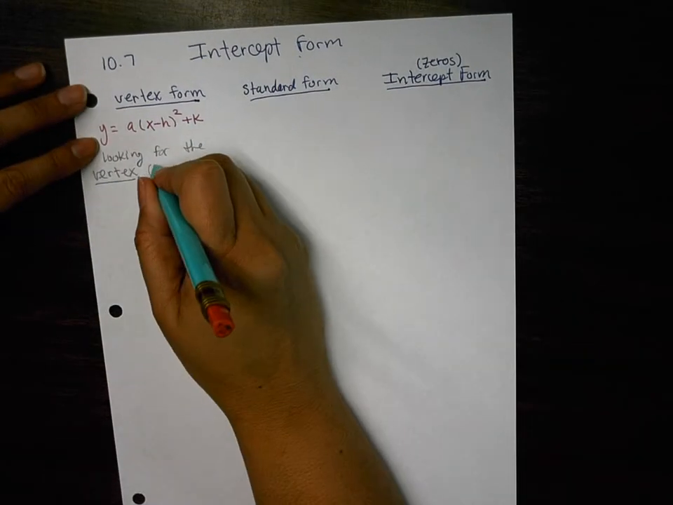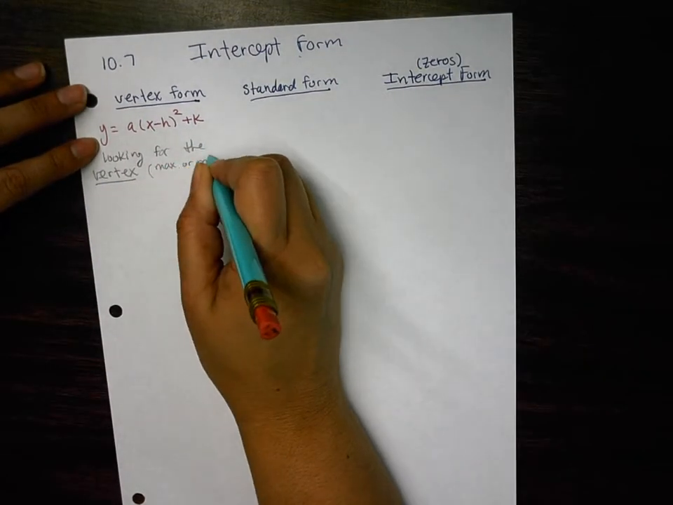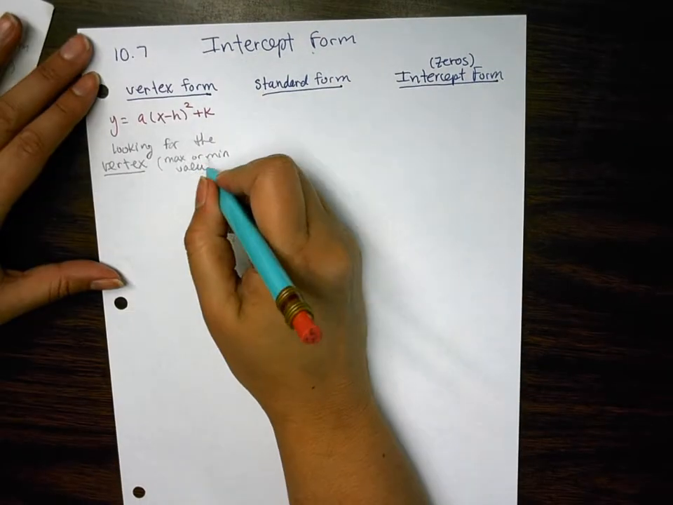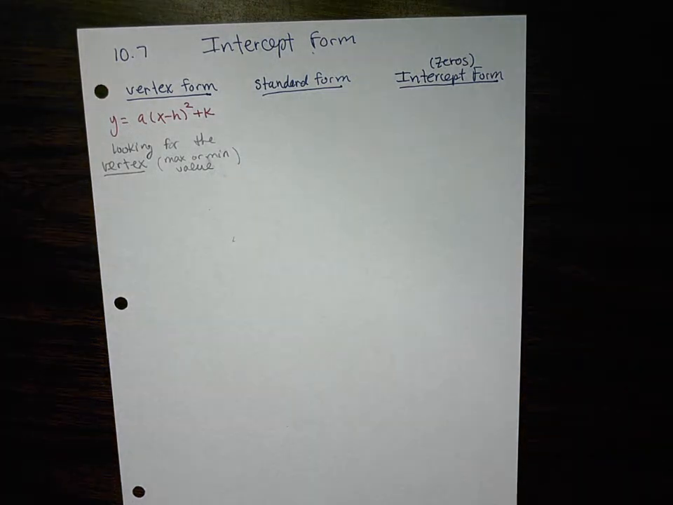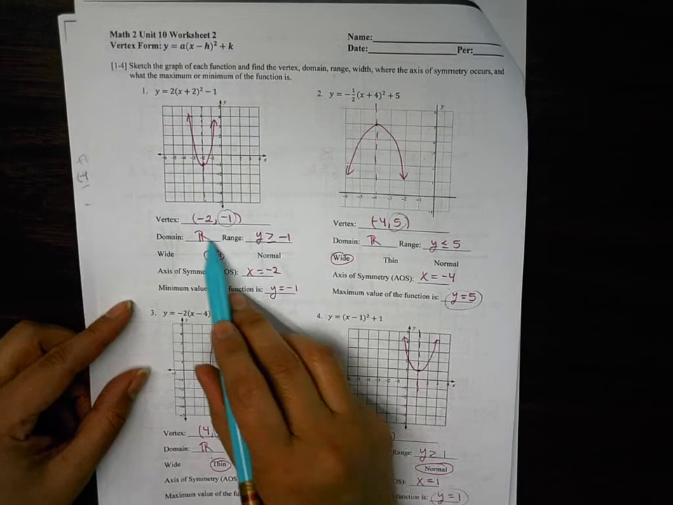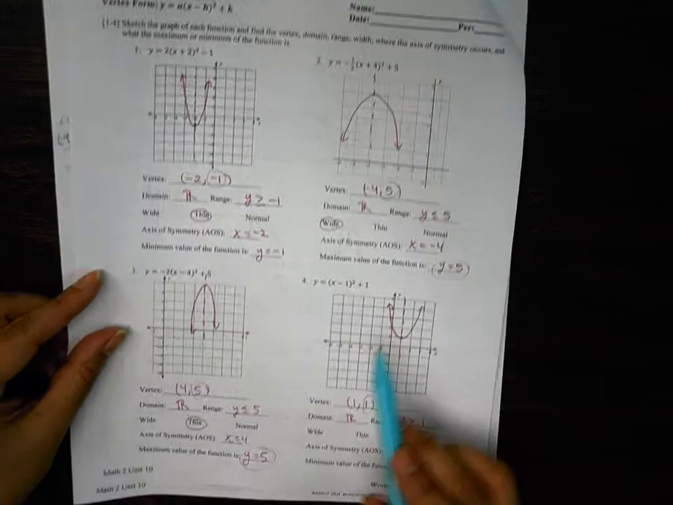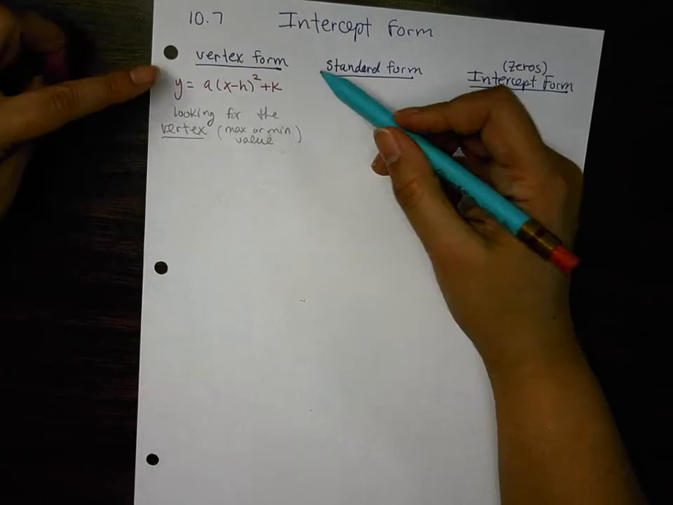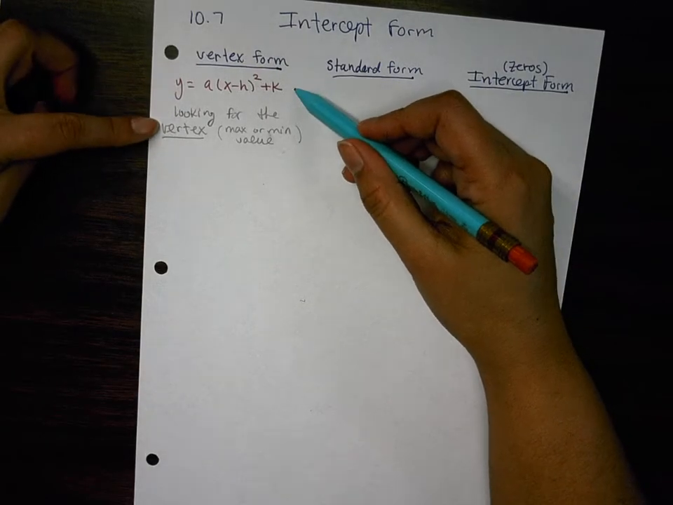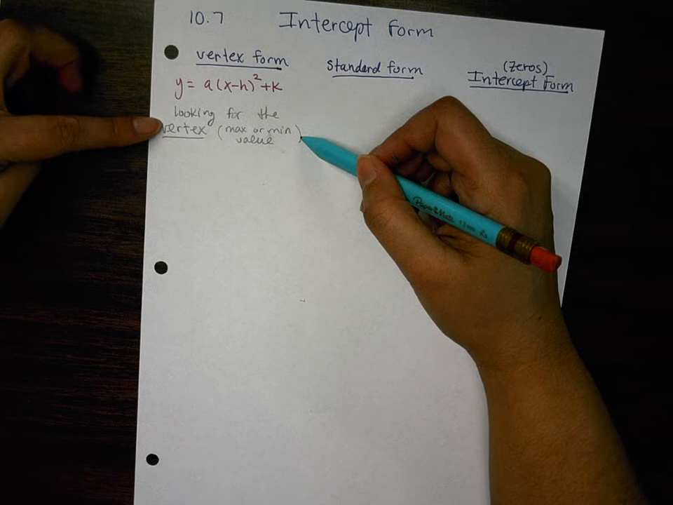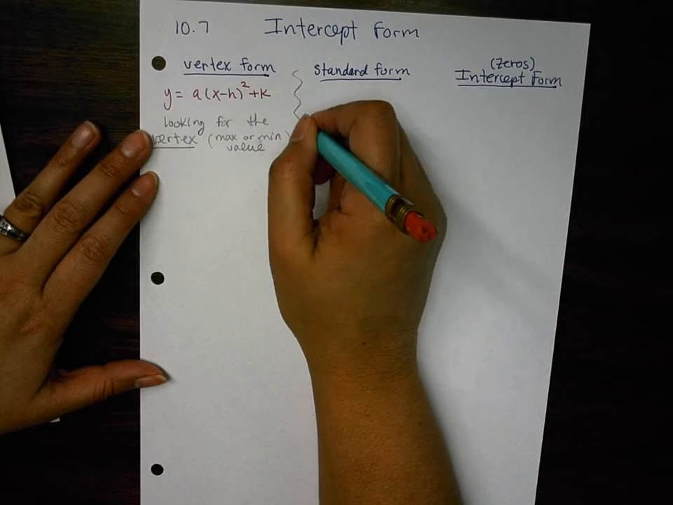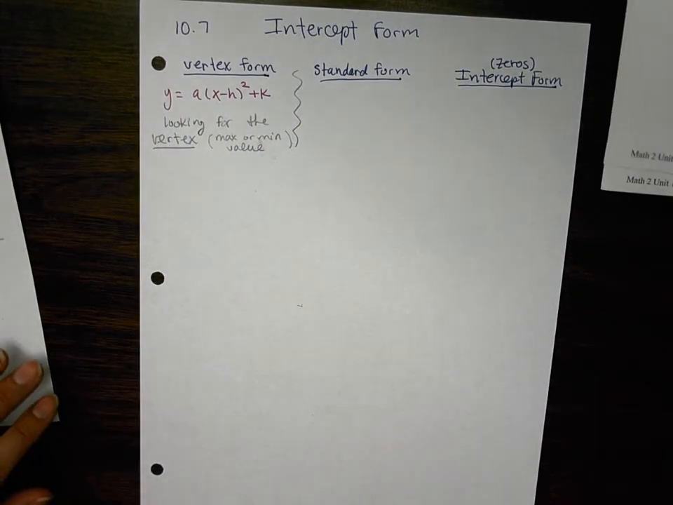So what else might they ask you for that this form is really nice for? The max or minimum value. Or even the axis of symmetry, any one of those, because the axis of symmetry is always the x value: -2, -4, 4, and 1. So any one of those things, this is nice to find the vertex. It's nice to find the max or minimum value. I'm not going to write it down, but it's also nice to find the axis of symmetry.